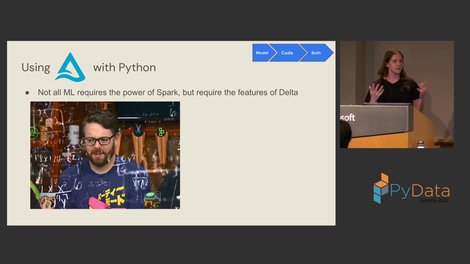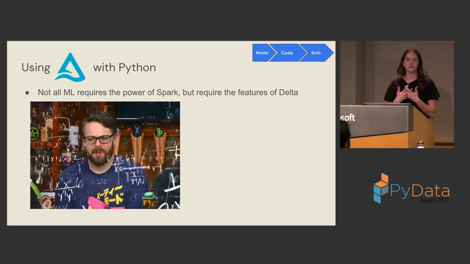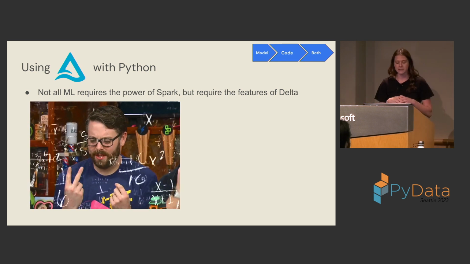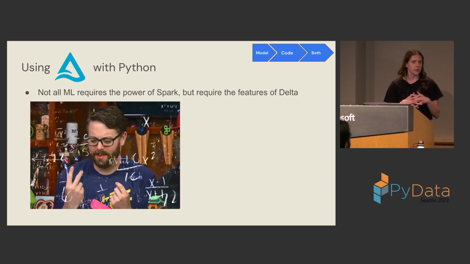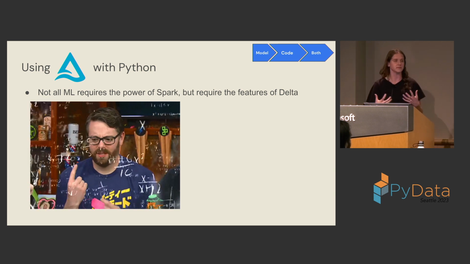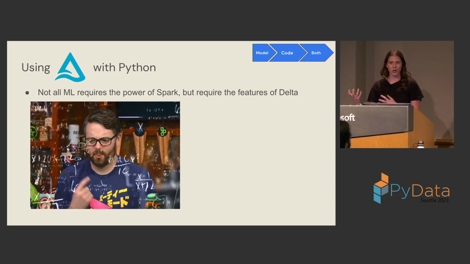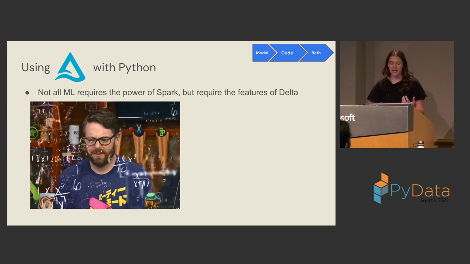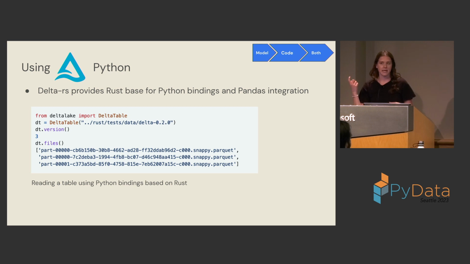So if you've seen Delta, you've seen it a lot of times coupled with Spark. But not all ML requires the power of Spark, right? But all ML requires this reproducibility piece of data. So all of them require Delta, but we don't need Spark. And so there is a Delta RS library, which provides the Rust bindings, or the Rust base for the Python bindings, which means that you can just use vanilla Python and Delta. You don't need to be using Spark anymore.